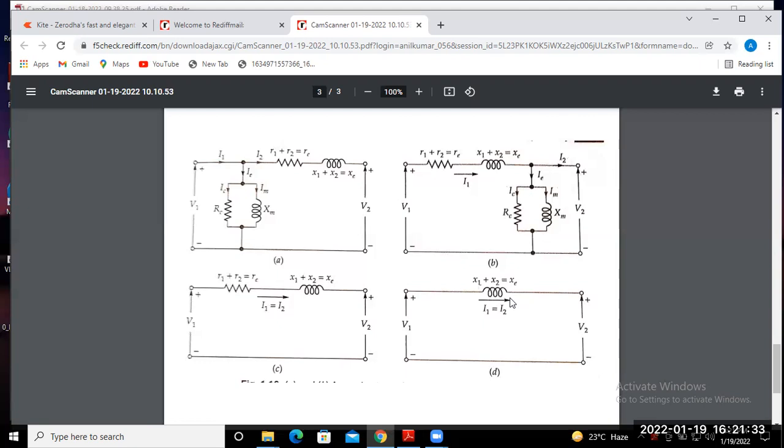So we stop here, and in the next class we will discuss other things of the transformer.